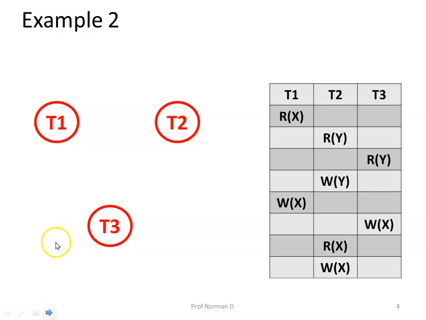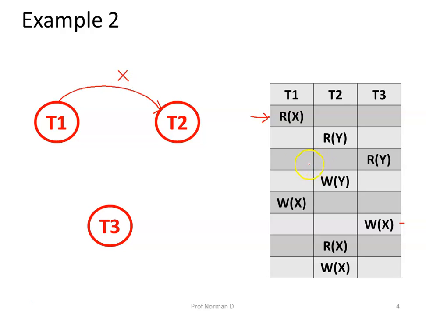In example 2, we have 3 transactions. So we have 3 vertices T1, T2 and T3. We start with the first instruction in the first row, that is read data item X from transaction T1. So this will be compared with all the instructions from T2 and T3. So there is a conflict between this instruction and this instruction. So we'll draw an edge from T1 to T3 on data item X.